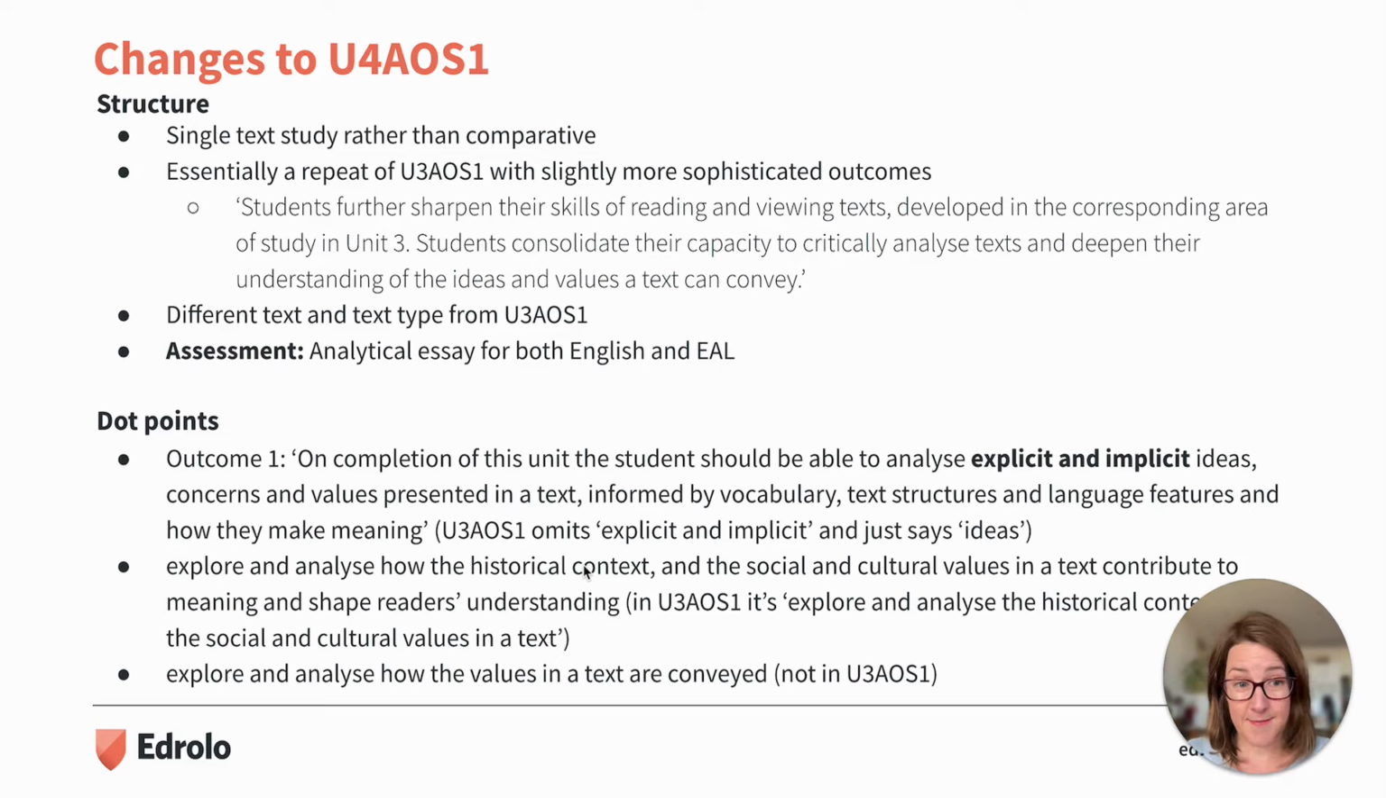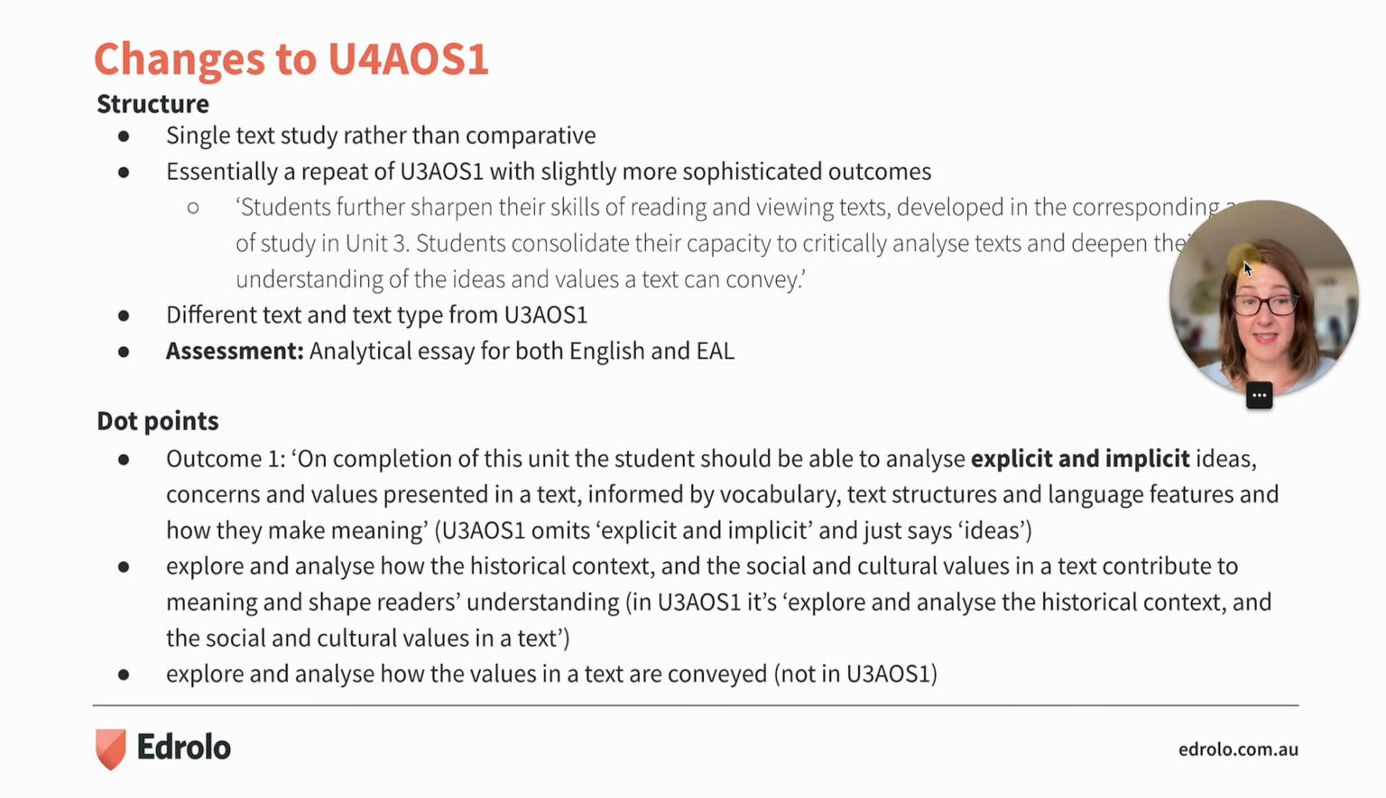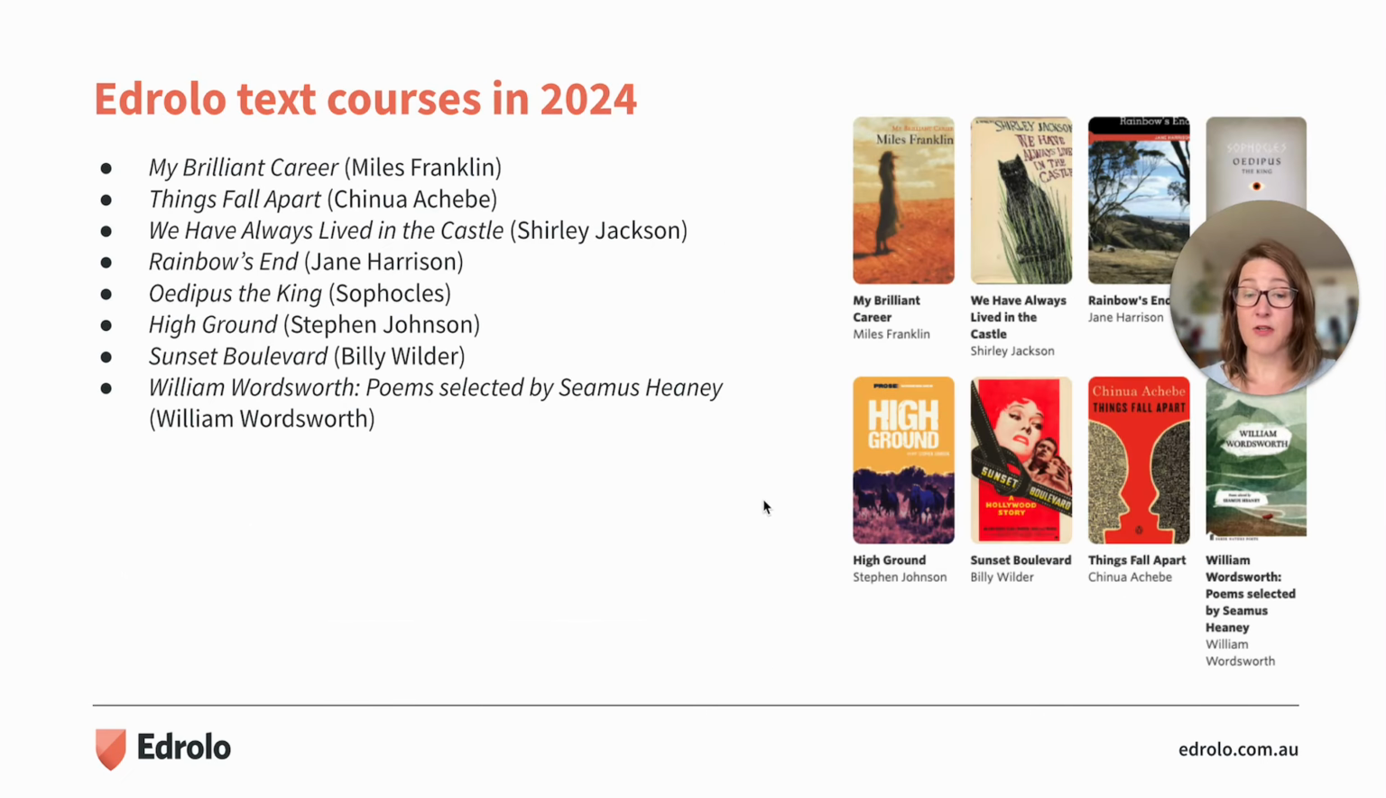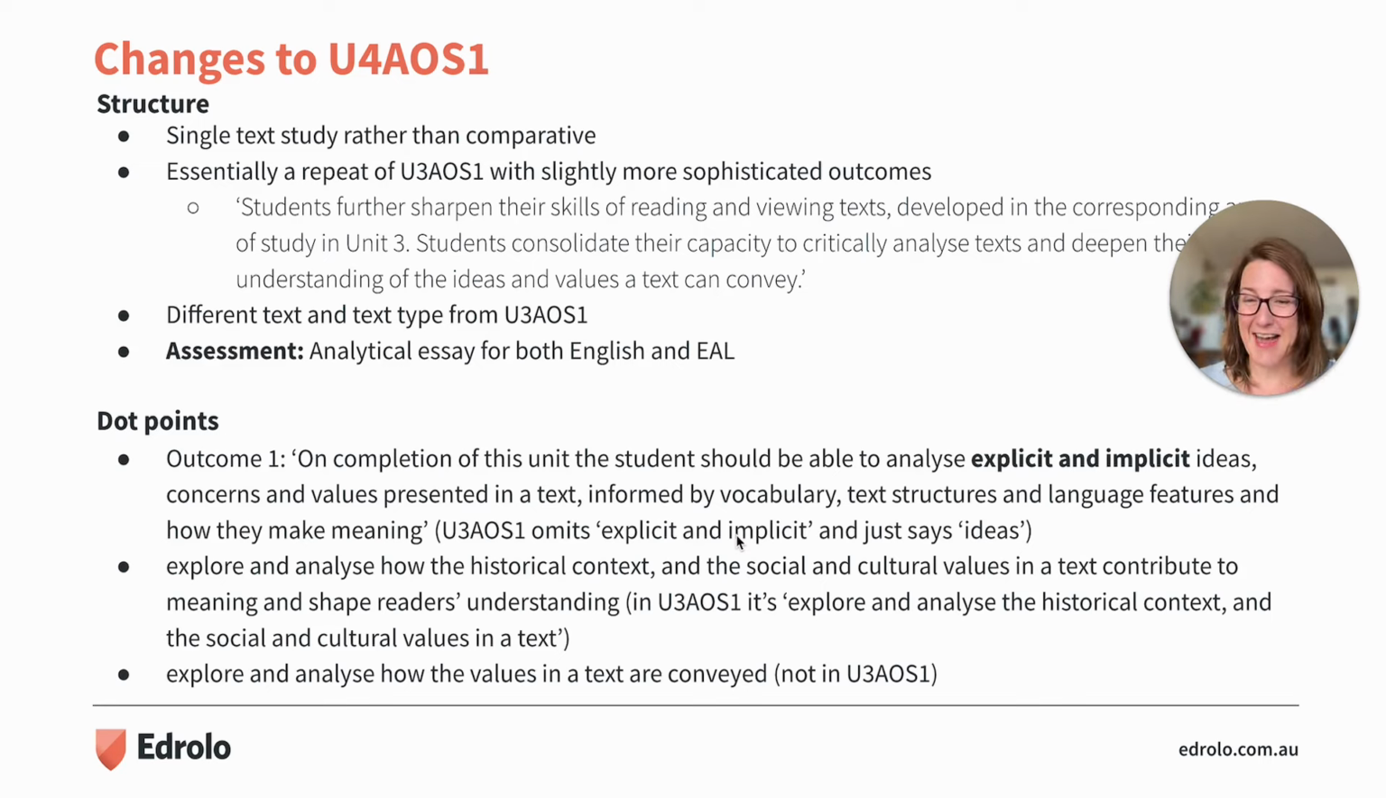Some important differences are that this one refers to explicit and implicit ideas, concerns and values, whereas before in Unit 3 AOS 1, they left off the explicit and implicit, it just said ideas. We've also got explore and analyse how the historical context and the social and cultural values in a text contribute to meaning and shape readers' understanding. That's a little bit deeper than the Unit 3 AOS 1 equivalent. And there's one dot point that doesn't appear at all in Unit 3 AOS 1, which is explore and analyse how the values in a text are conveyed.